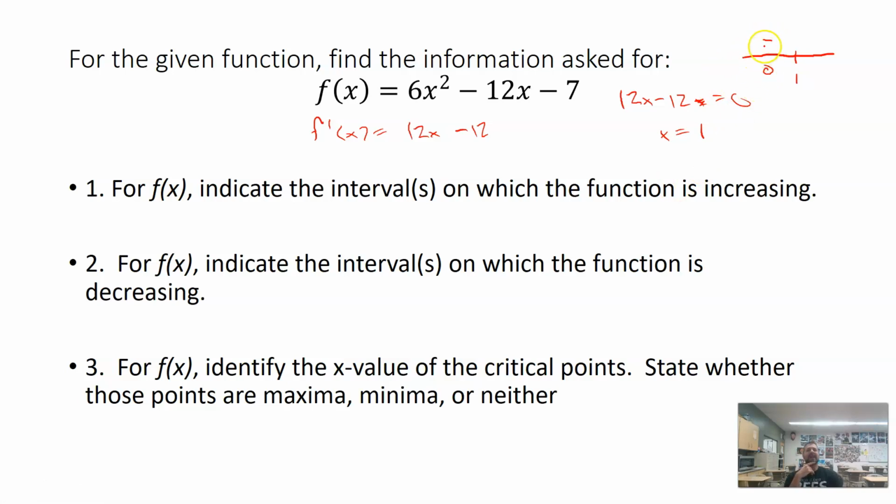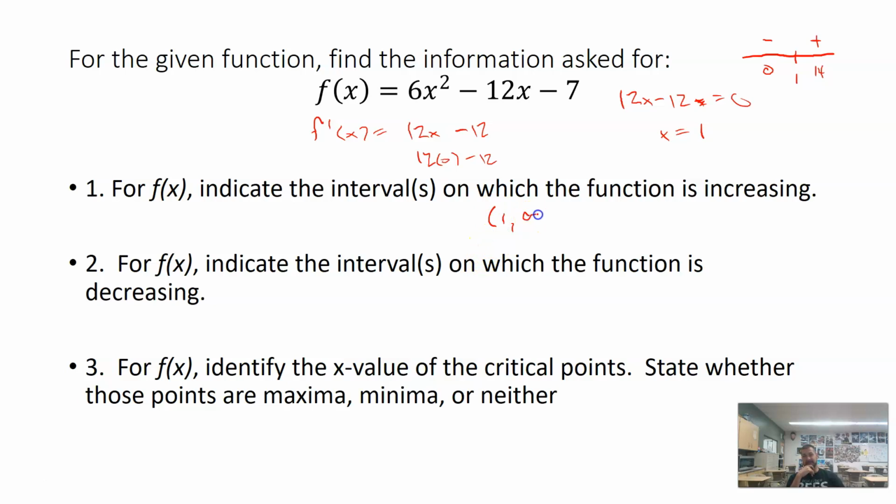And when I do that, I get a negative number. 12 times 0 minus 12 is equal to a negative number. So that means the function's decreasing up until x equals 1. Then I choose a number bigger than 1, like 14. And I plug that in and I get a positive number. What that tells me is from 1 to infinity, the function will be increasing.